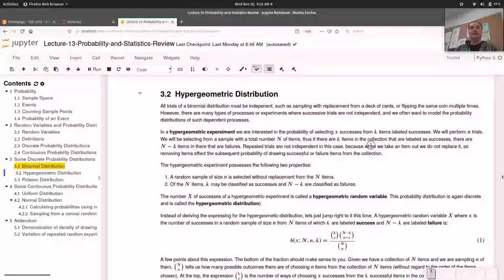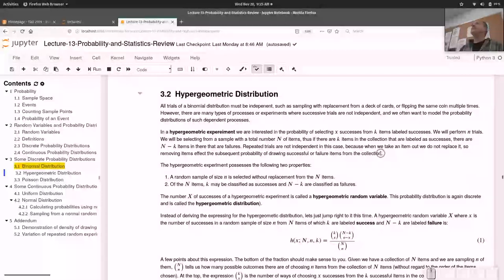We formalize it in a similar way. We think about it in terms of the probability of selecting x successes from k items labeled successes. Here we're formulating it as kind of a sample problem. The reason there's dependency in this case: think of drawing balls from a bag, but we're drawing without replacement. In the bag we might have 4 black balls, which we'll consider a success if we draw one, and 3 white balls. But when we draw a ball out, we don't put it back in.